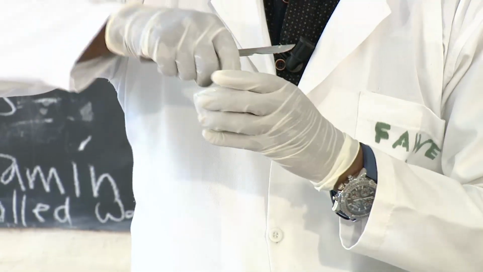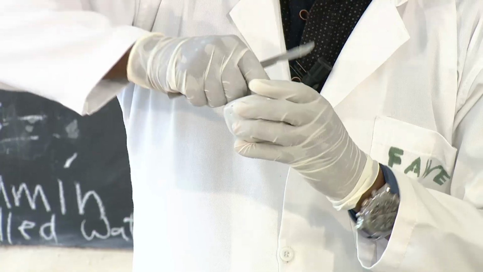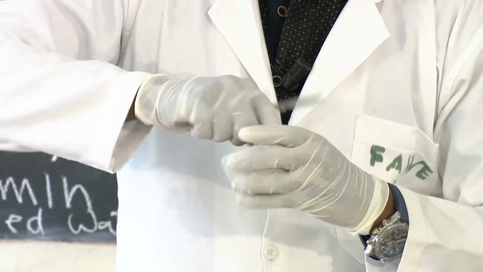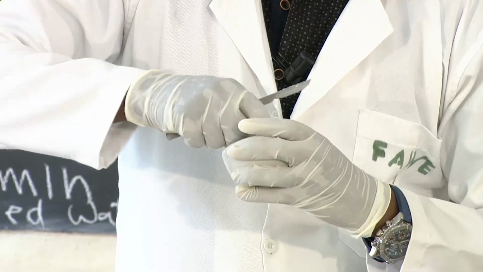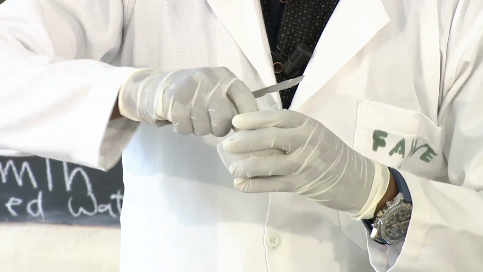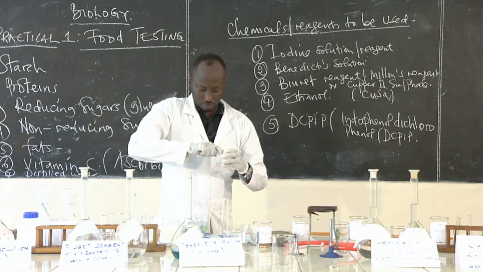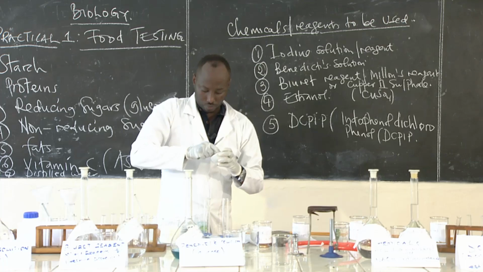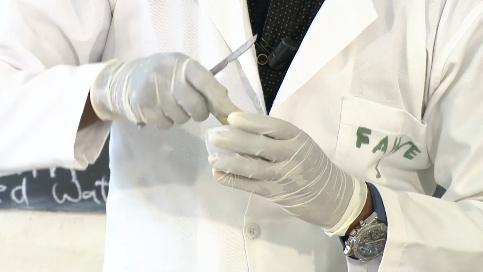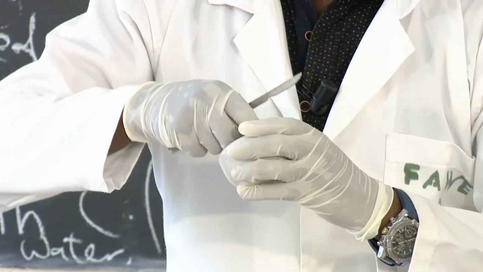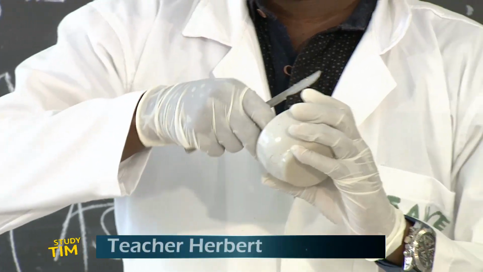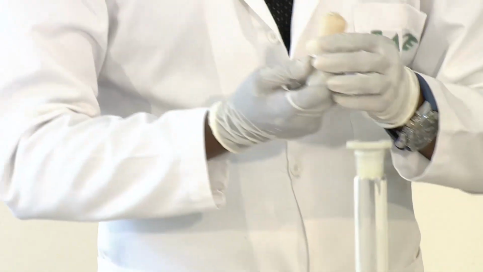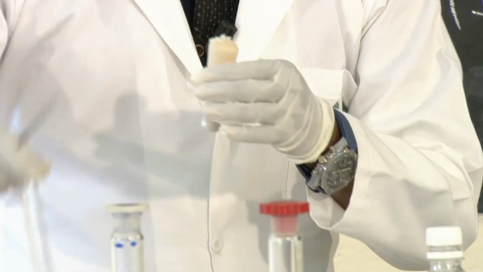This one was a prepared starch. This is the starch I'm extracting from the sweet potato. I'm using a mortar and pestle to crush the food. Okay? Now I'm going to use the knife to put it into a test tube and see, does it contain starch?